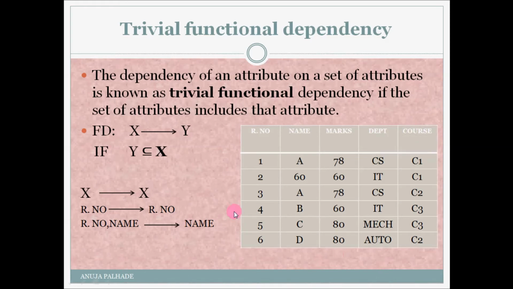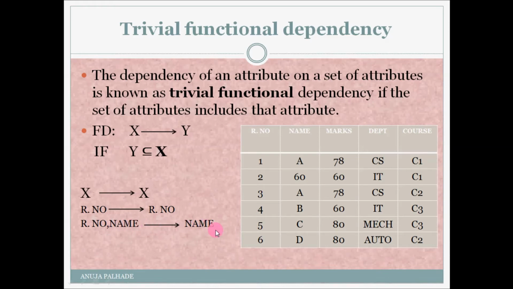If I say roll number determines roll number, it is trivial, and if I say roll number and name determines name, name is a subset of X. Here name is Y and the whole is X, so Y is a subset; name belongs to this set.